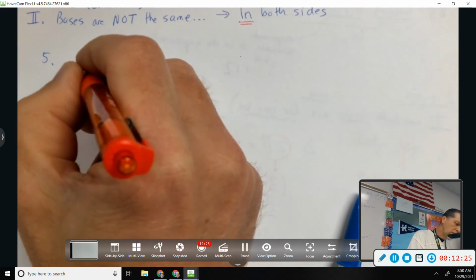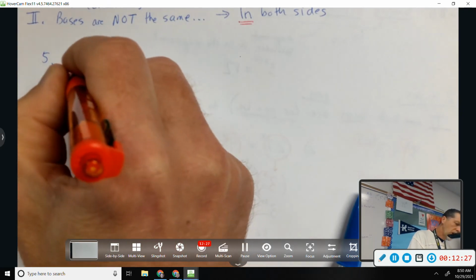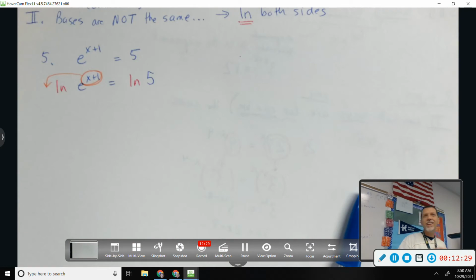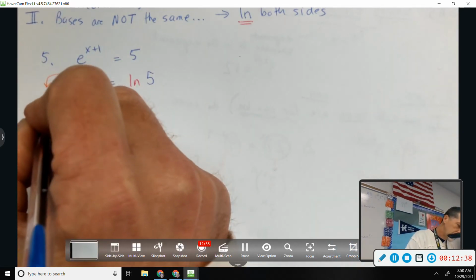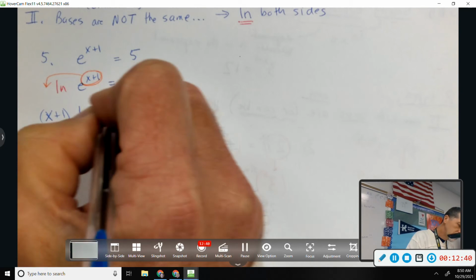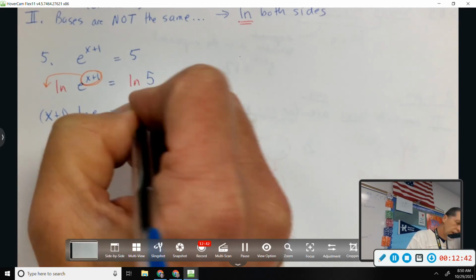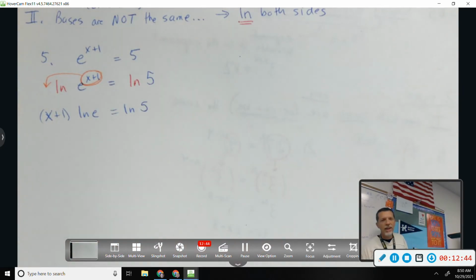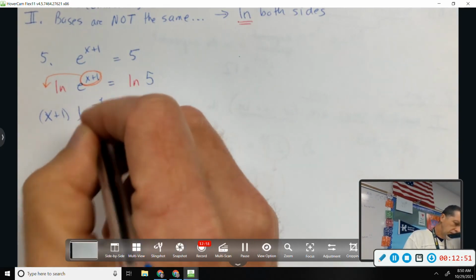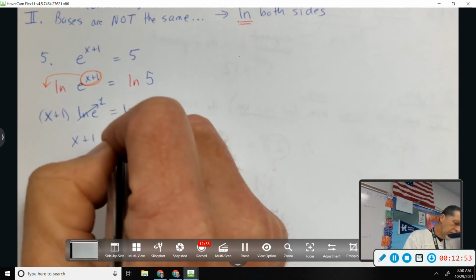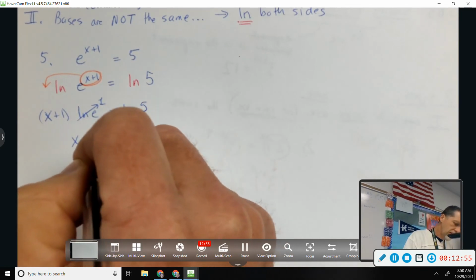Where can this x plus 1 go? Down in front. And that's the key to the whole thing. That's why we natural log both sides: we get rid of the exponents. So really, it's not even an exponent equation anymore. It's just x plus 1 equals ln 5. I'm showing my steps, and you guys are flying ahead of me here. But yeah, because the natural log of e is 1.